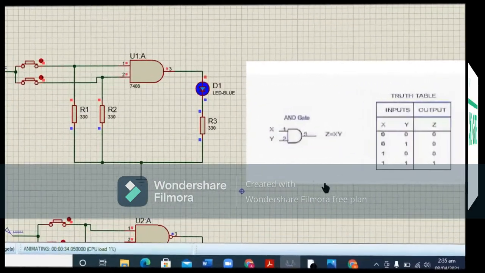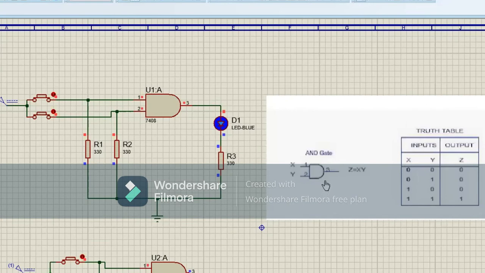Our next gate is the AND gate. This is the symbol of an AND gate. An AND gate is a basic digital logic gate that implements logical conjunction. It behaves according to a truth table. A high output results only if all the inputs of an AND gate are high. If any of the inputs or both the inputs are low, output is low.